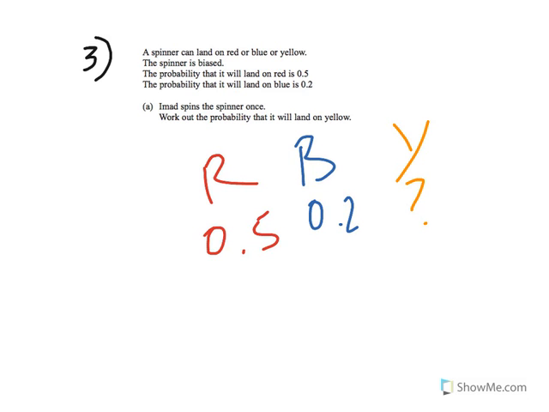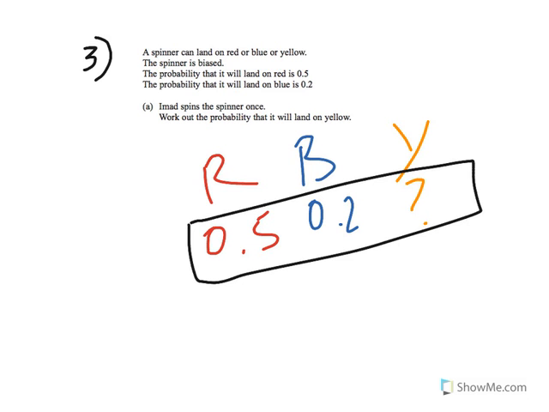Now, as you know, it lands on yellow when Imad spins the spinner once. As you guys probably know, all probability is a fraction, and it should always add to 1. So all these probabilities added together should give me 1.